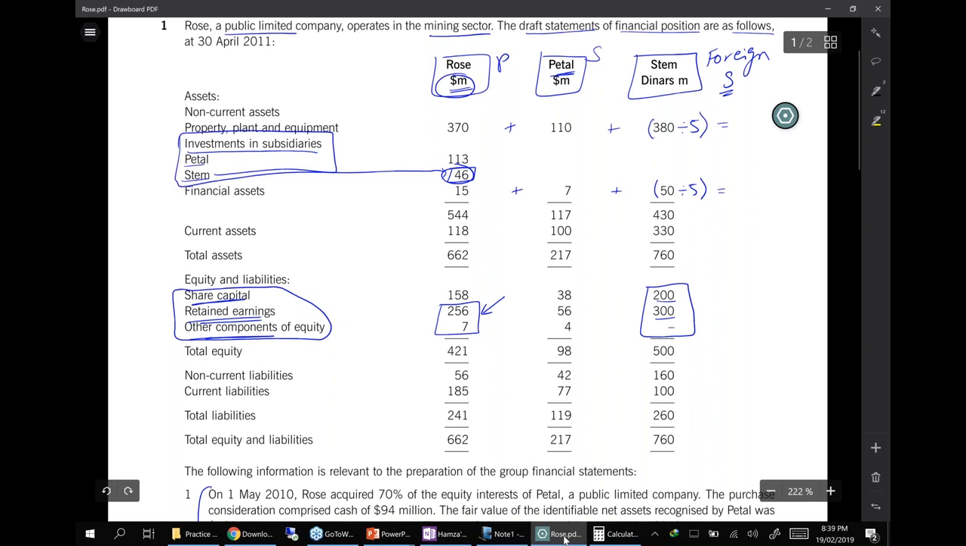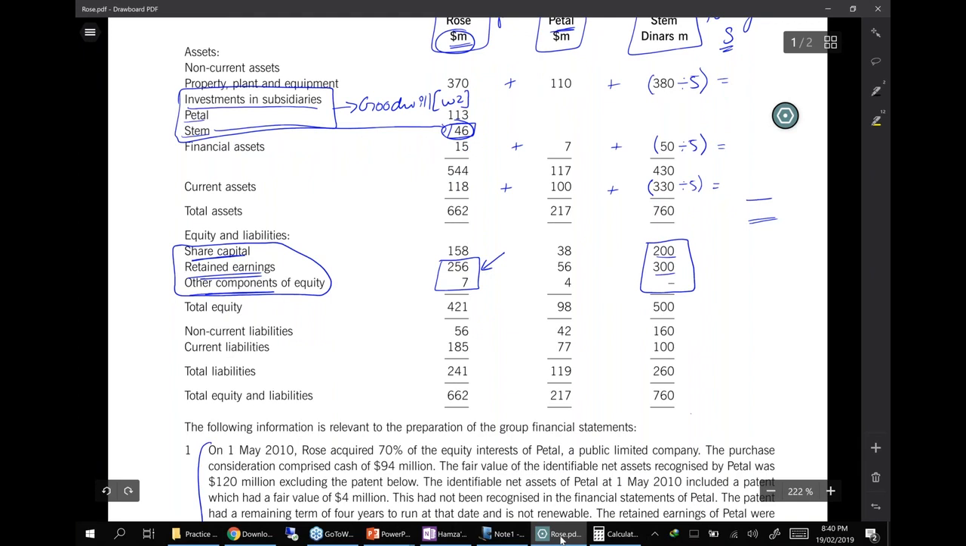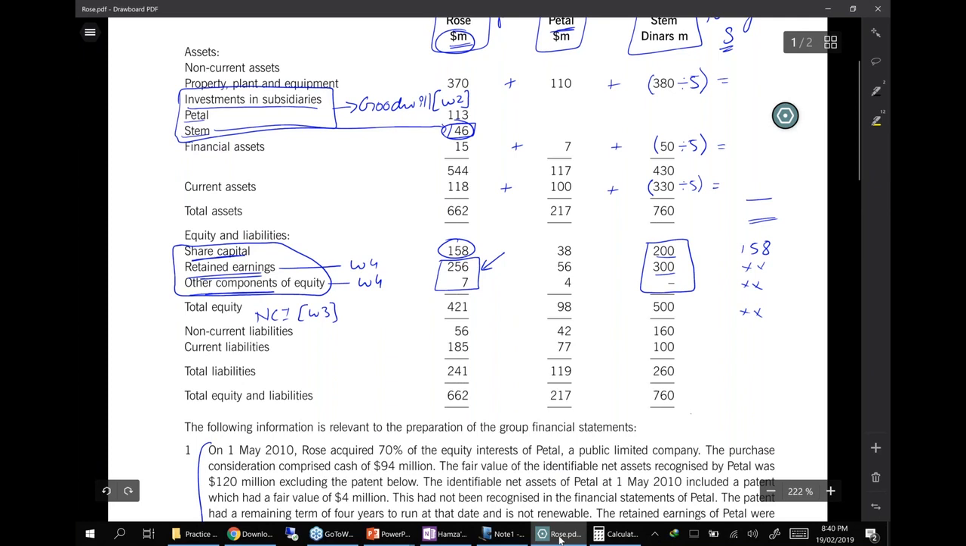Similarly, 118 plus 100 plus 330 divided by 5 will give us the total of the balance sheet side. And on the credit side, the share capital always belongs to the parent only. So it is going to be 158. Retained earnings and the OCE, we have calculated them in working number 4. So these values will come from working 4. And then we are going to write one more thing, which is the non-controlling interest, which we have calculated in working number 3. And then non-current liabilities 56 plus 42 plus 160 divided by 5. And then current liabilities 185 plus 77 plus 100 divided by 5. So all of the values which relate to the foreign subsidiary will be divided by the closing rate before being added into the balance sheet.